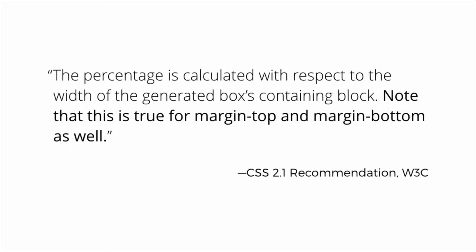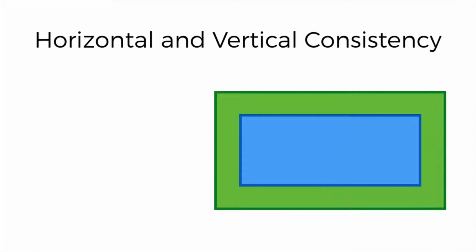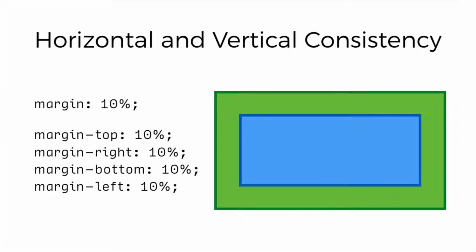So at this point, you're probably thinking the people who made the box model are either insane or they made a huge mistake. But I'm here to tell you that this makes sense. And I've got 2 reasons why. First of all, horizontal and vertical consistency. We all know that there is a single margin property that lets you set the margin on all 4 sides at once, and that expands to this.